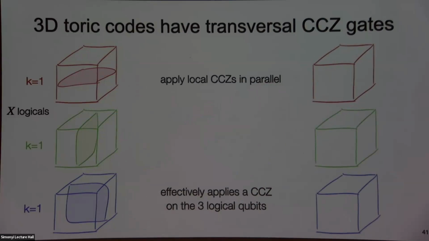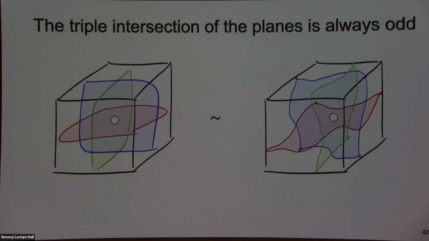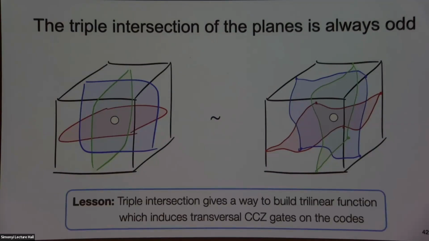And why does it have such a property? It really comes from a topological feature. The topological feature is that you have 3 planes, and these 3 planes intersect at exactly 1 point. If you deform these planes, the number of intersections is still the same. So it has this topological nature. And really the lesson is that you can start from these triple intersections, and that gives you a way to build these trilinear functions, and that induces these transversal CZ gates.